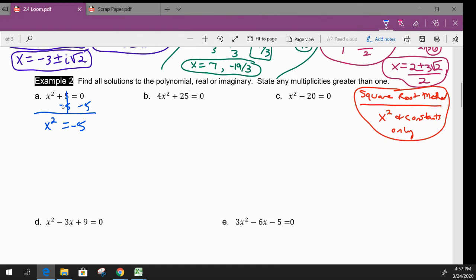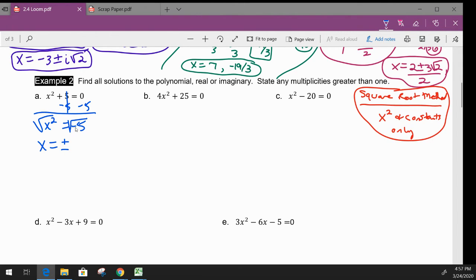So when there's no middle term, get your x squared by itself. Now when you square root both sides of the equation, you get x equals. Because it's an even root, there will be a positive and negative root.